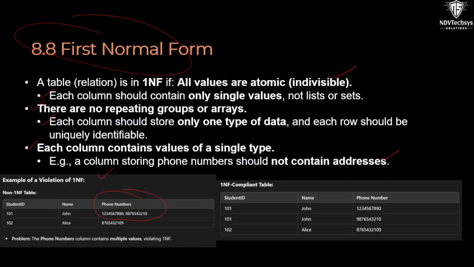Now this is the correct table. We have separated the multi-valued attribute into multiple rows. So here we have separated this into these two rows. Now each row contains only one phone number per student, ensuring atomicity.